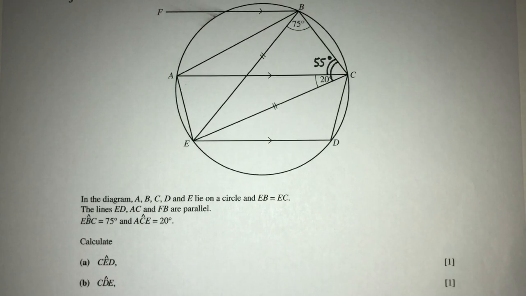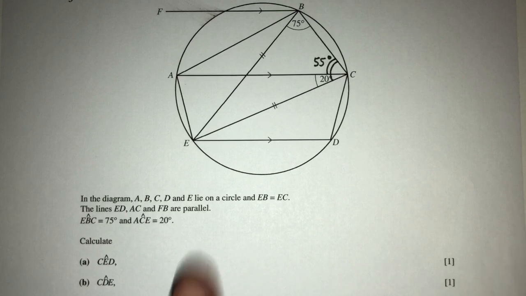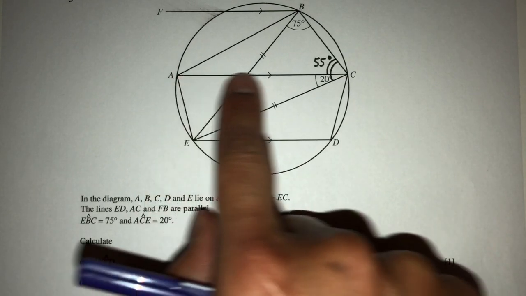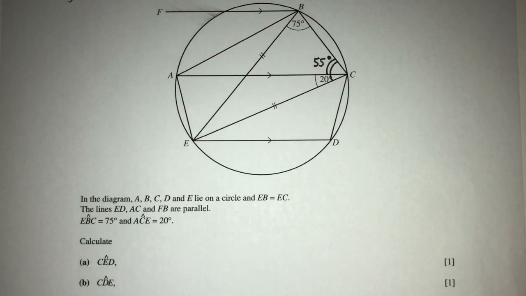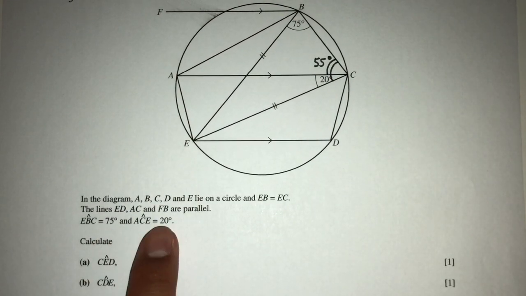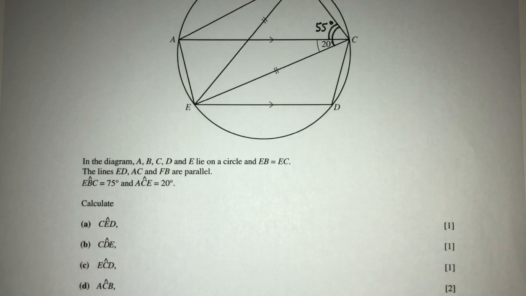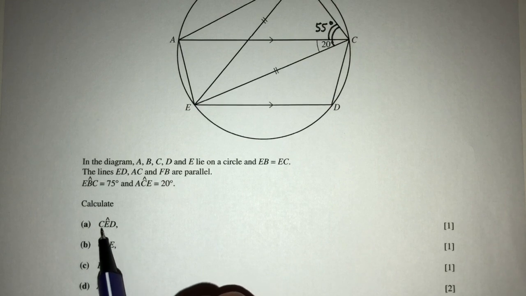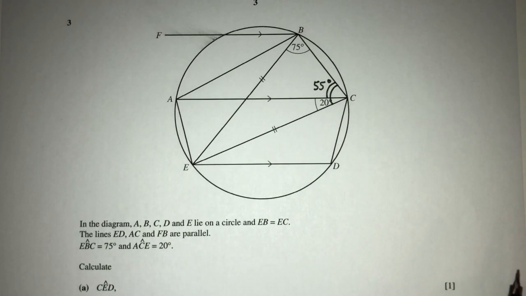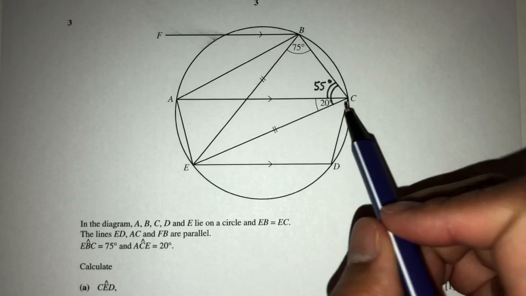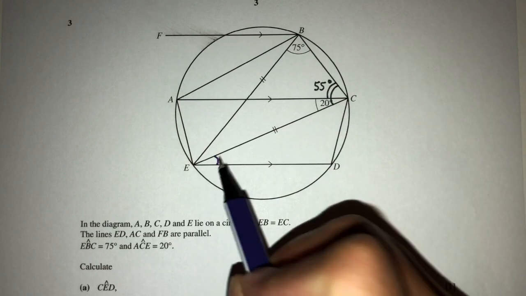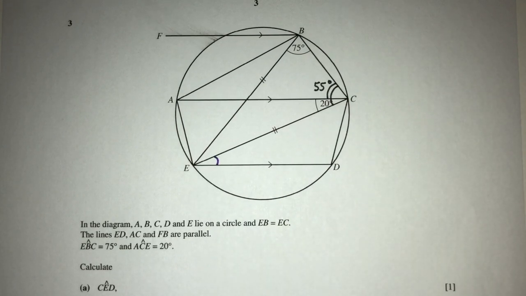Now next one, the lines ED, AC, and FB are in the same direction. So this line and this line, they are all in the same direction. Of course we have been given these two angles here to help us find the following answers. Now for part 1, we have to find the angle CED. First thing first, let's find out where the angle is. CED will be this one. So we have to find this angle.